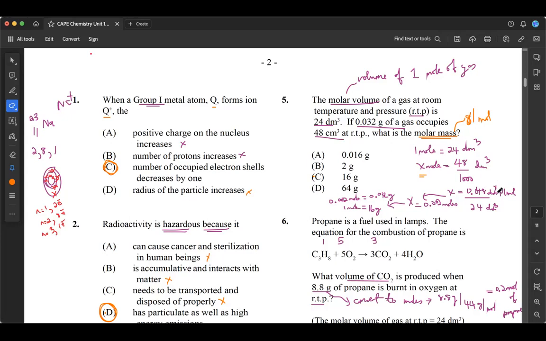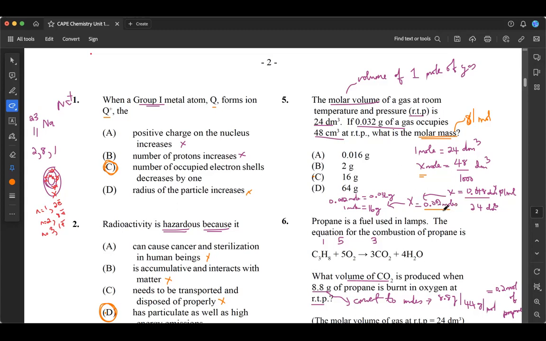And we know that 1 mole took up 24 dm cubed. So all we're going to do is divide this volume by the volume that 1 mole would have taken up to find out how many moles we actually have. It turns out that we have 0.002 moles of this gas present.